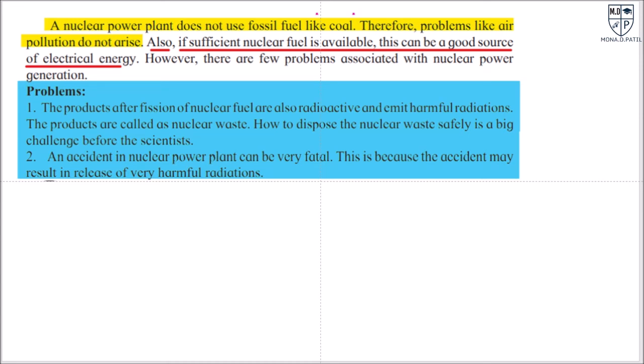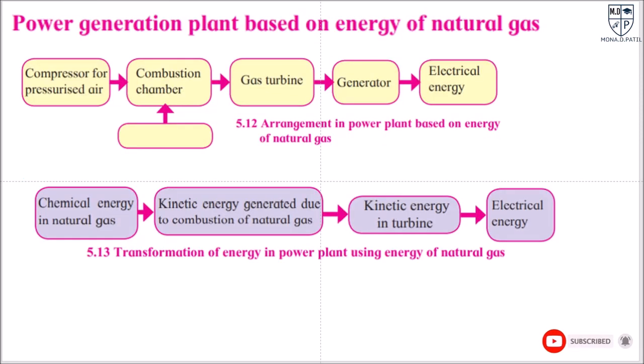So you can see the problems, like the products after fission of nuclear fuel are also radioactive and emit harmful radiation. The products are called nuclear waste. How to dispose of the nuclear waste safely is a big challenge before the scientists. An accident in a nuclear power plant can be very fatal. This is because the accident may result in a release of very harmful radiation. So here also we can say this has many problems. This is also not a green energy.